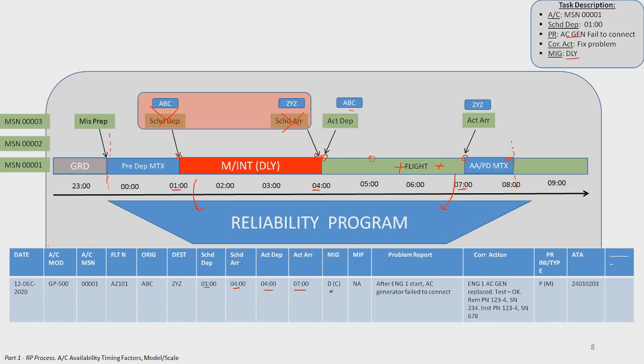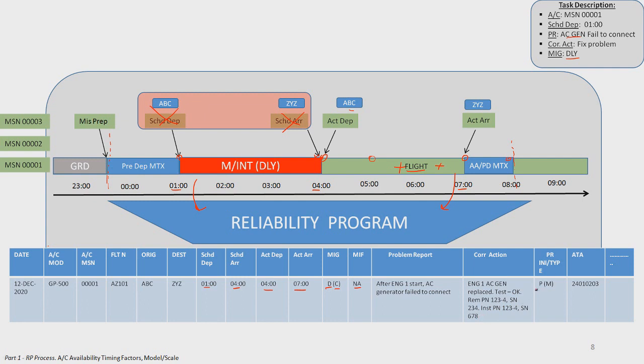Mission interruption ground: D means delay, C means cancellation. Mission interruption flight: not applicable because, let's say, during flight everything was okay. Problem report: after engine 1 start, AC generator failed to connect. Corrective action: engine 1 AC generator replaced. Test okay. Removed part number 123-4, serial number 234, installed part number 123-4, serial number 678.